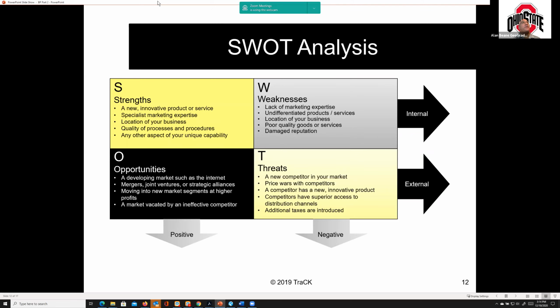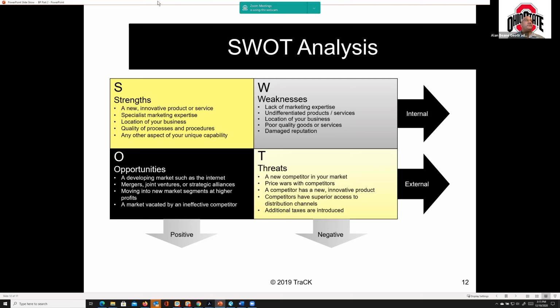SWOT analysis. I'm sure people have probably seen this quite a bit. So it's strengths, weaknesses, opportunities, and threats. So you have things that are internal to your business, things that are external that you really can't control, just try to manage. You have things that are more on the positive side and things that are more on the negative side. But in the end, when you're doing a SWOT analysis for whatever it is that you're trying to do, you want to document right now what your strengths are, and this is something that you're going to present in the business plan.